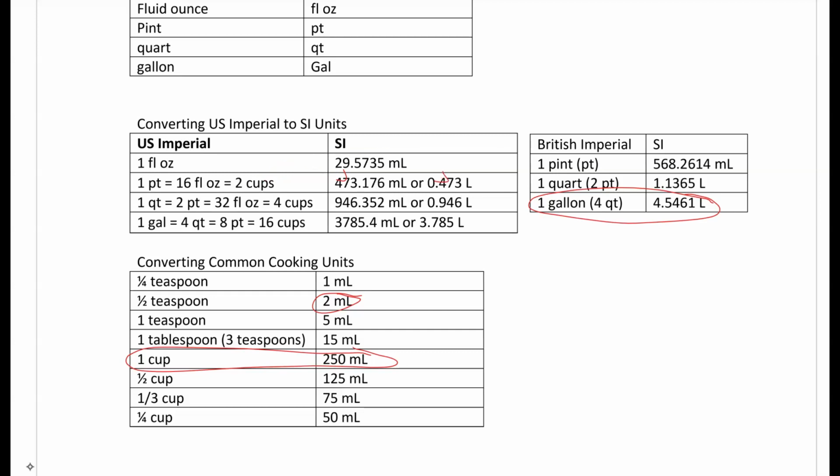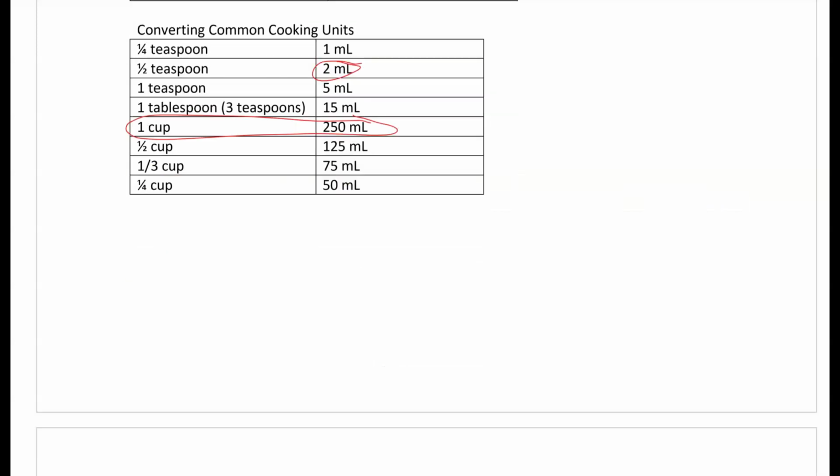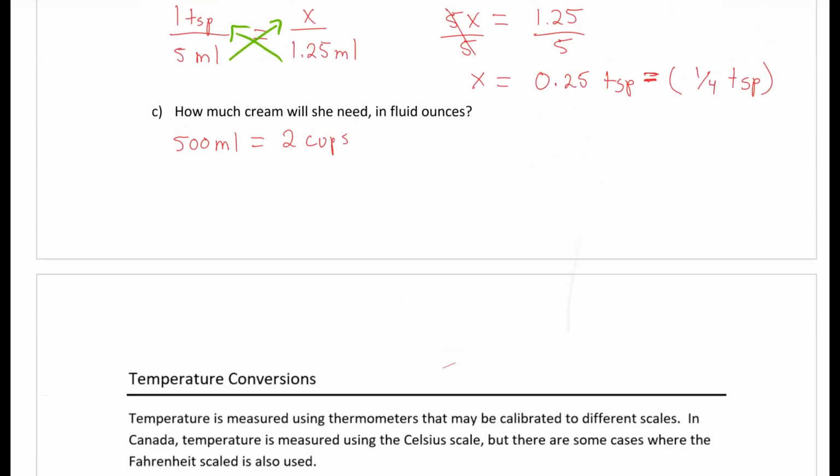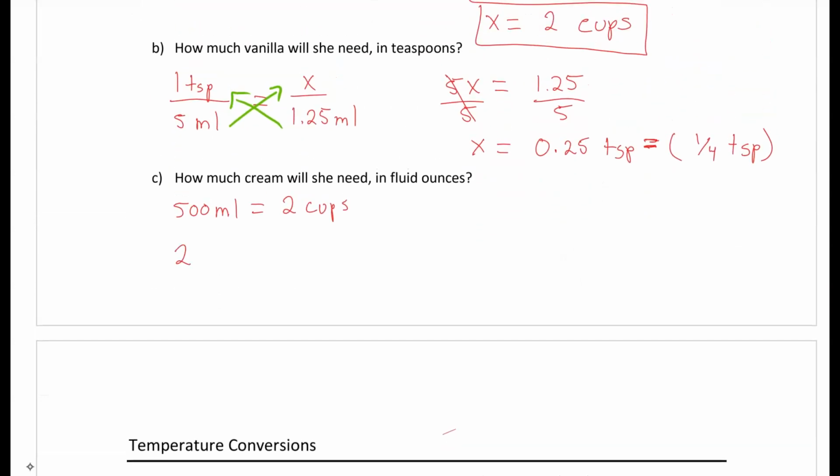So the way that we have this set up is that there's a lot of different conversions here organized into a small table. What we're worried about though is our 2 cups, and we know that that is equal to 16 fluid ounces. So we can go back and finish this part off, that 2 cups is equal to 16 fluid ounces. And that would be our final amount for the number of fluid ounces of cream.